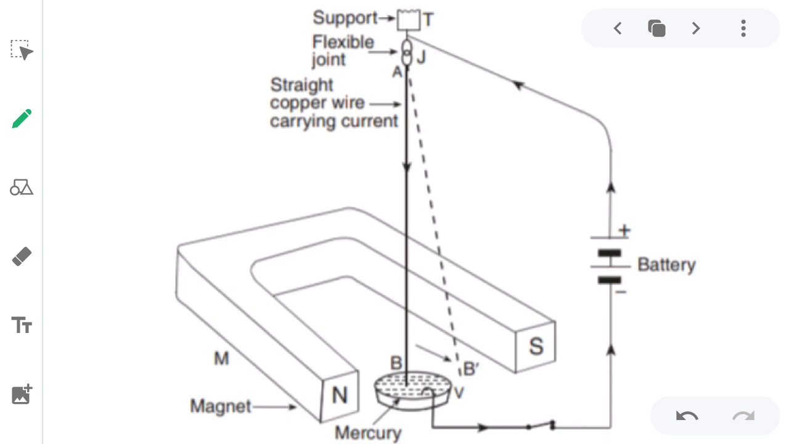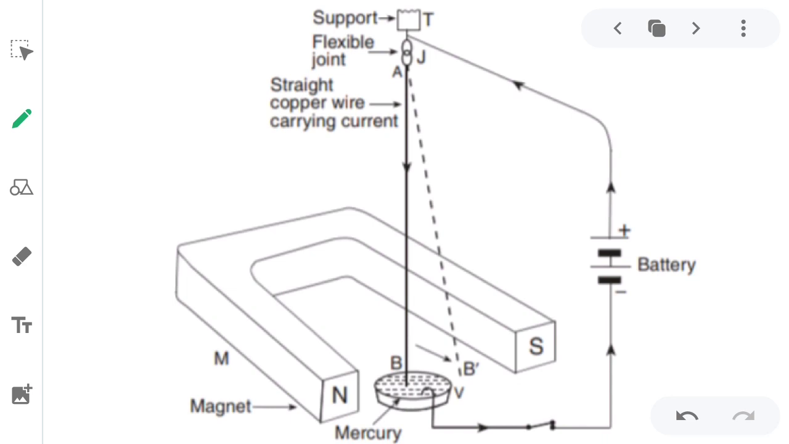So the direction of force is very important in this case. The direction of force acting on a current carrying conductor in a magnetic field will be perpendicular to the direction of current and perpendicular to the direction of the magnetic field. I am repeating again, the direction of force acting on a current carrying conductor placed in the magnetic field will be perpendicular to the direction of current and perpendicular to the direction of magnetic field.